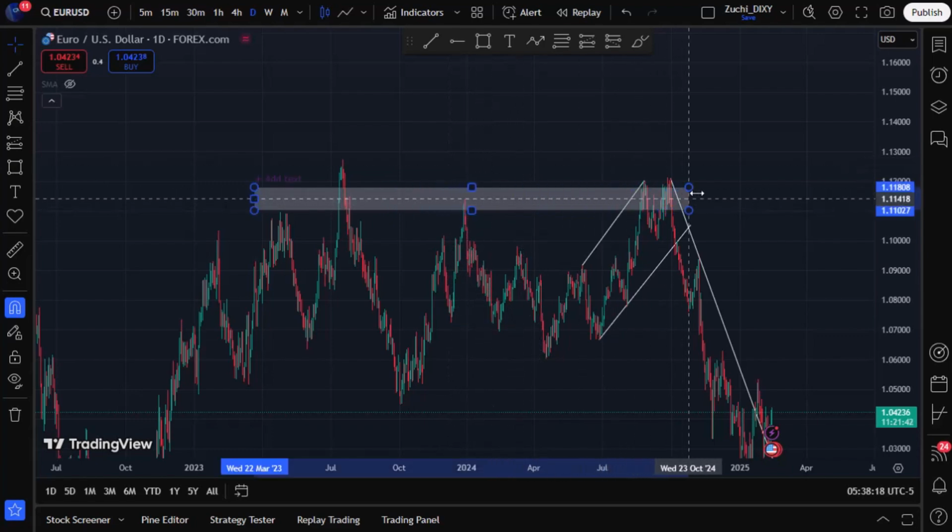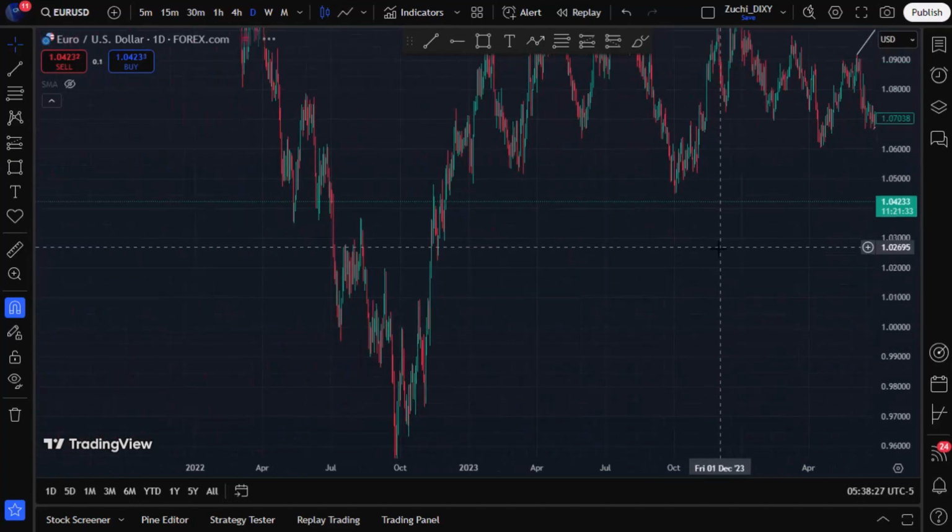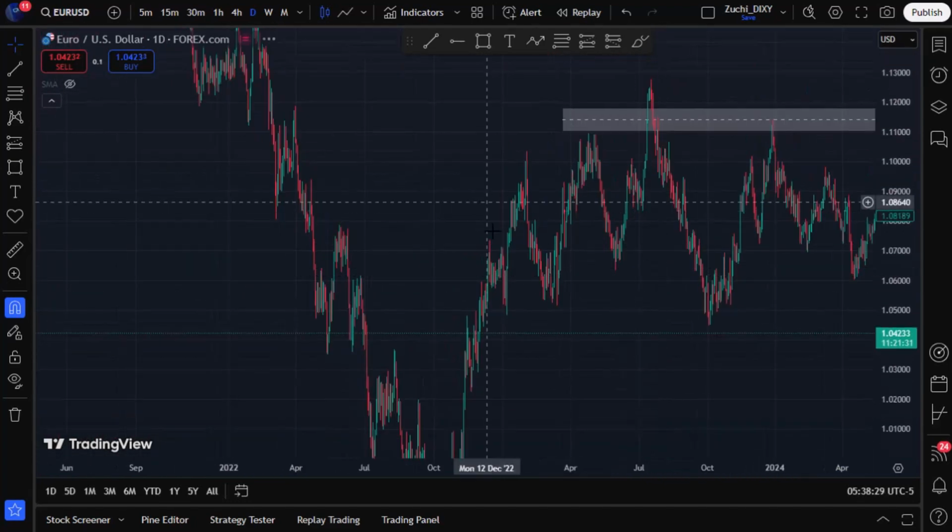And you can see that that level is actually respected, and once price gets into the level again, it rejects and continues going lower. All right, the same thing can be said of a support level.